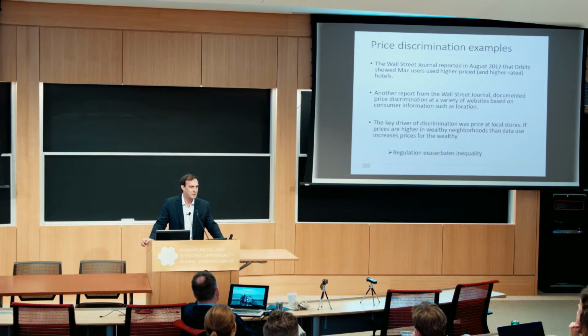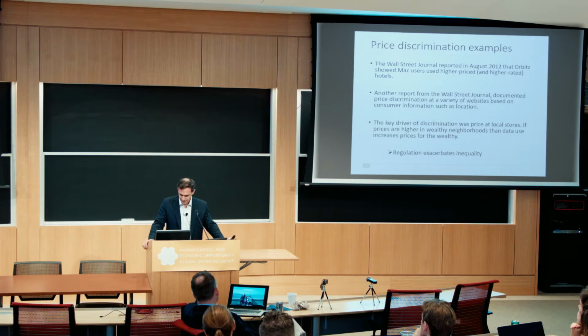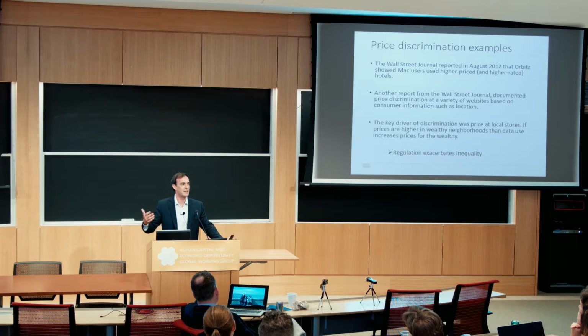What does that mean? If you lived in a neighborhood where offline prices were high, you would get higher online prices. It turns out at Staples, offline prices are high in wealthier neighborhoods. And so this was a situation where by using that data, they were able to charge rich people more than poor people.